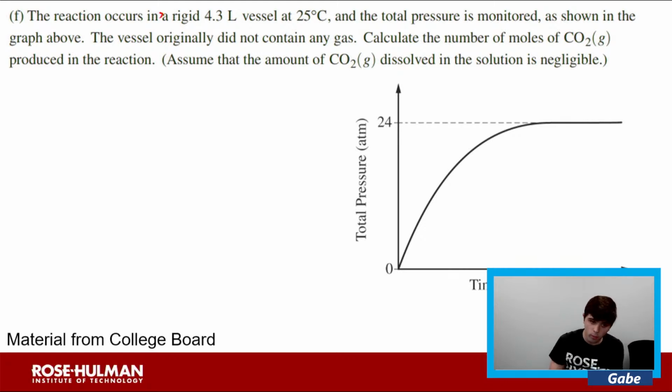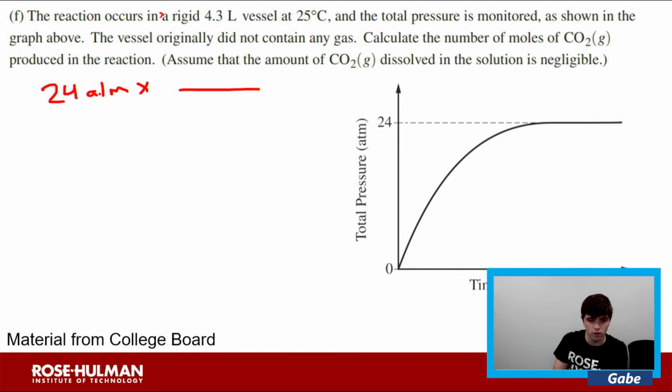The really important thing here is that the vessel originally did not contain any gas. So we know that the total pressure, when it increases, is going to be twice the amount of the gas that we have in our vessel. So we need to figure out how many atmospheres of carbon dioxide we actually have. We know that 24 atmospheres total are in the vessel at the end of the reaction, so we want to find how many atmospheres we have of carbon dioxide.